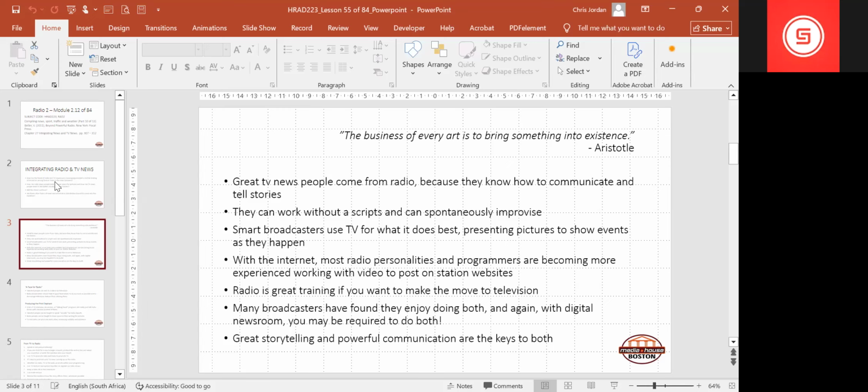Smart broadcasters use TV for what it does best, presenting pictures to show events as they happen. Now, with the internet, most radio personalities and programmers are becoming more experienced working with video to post on a station's websites or social media platforms. And that's the truth. Even the broadcasters, never mind the journalists, right? It says there, radio personalities. We have to. There's always someone, or many people within the team, that just absolutely don't do it, right?